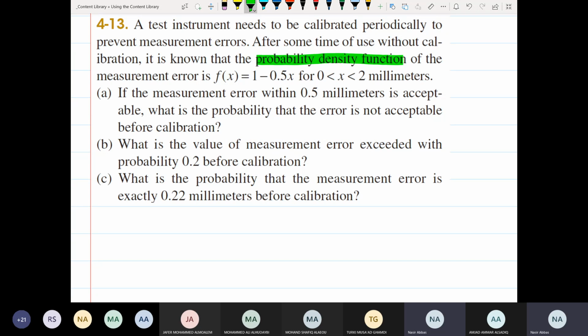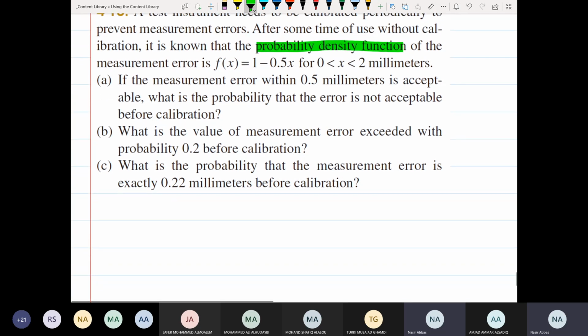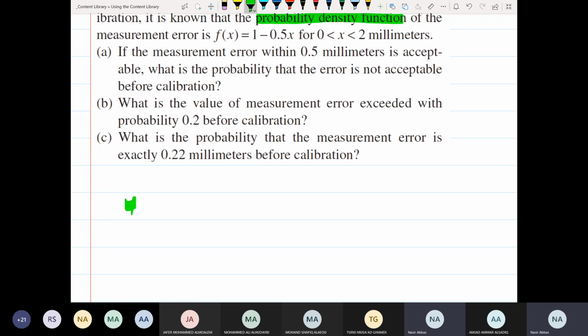So the probability of X more than 0.5 is required here. This can directly be found using PDF. You don't need CDF, but if you want the CDF approach, this is how you will proceed. You have small f of X.